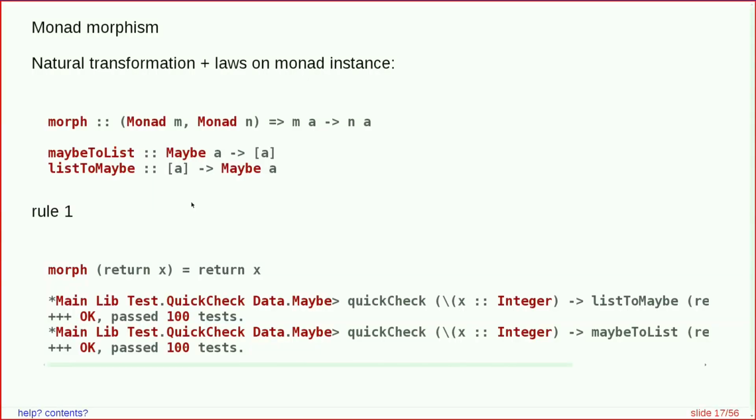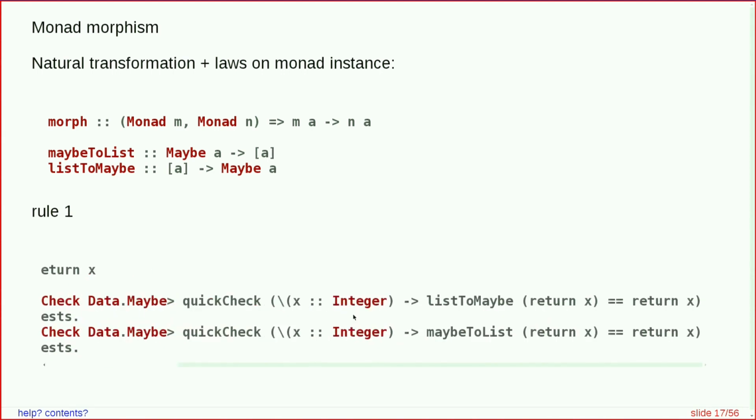First, it needs to be a natural transformation. Then we need return to work. If I return 7 in list, I get a list with just 7 in it. If I return 7 into maybe, I get maybe 7, and then I can convert that to a list. It doesn't matter which way I do it. I can go straight to a structure, or I can go to the other structure and then transform down to it. I should get the same result. And I can QuickCheck that, and it looks like this: return x equals list to maybe return x. That works for both of them in this case.